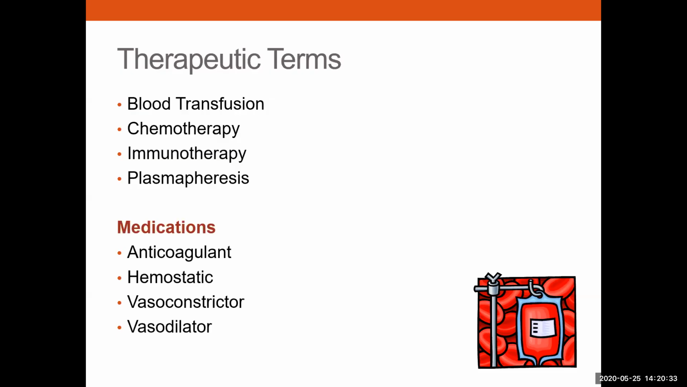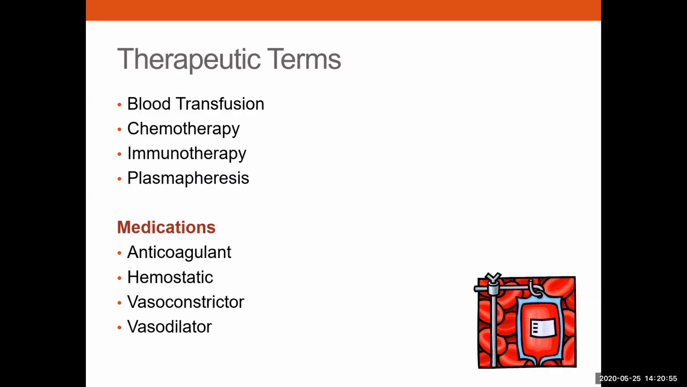Plasmapheresis is removal of the plasma from the body with separation and extraction of specific elements. And then we put it back in. So apheresis is withdrawal. If somebody has a leukemia where they're overproducing white cells, we might do this plasmapheresis to take that plasma out and give it back after we take out the white cells.